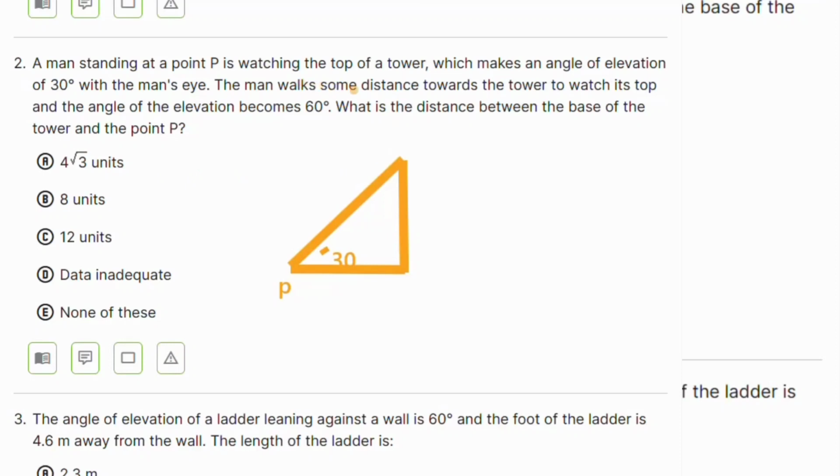A man walks some distance towards the tower and watches the top, and the angle of elevation becomes 60 degrees. So this man walks towards the tower, and after that it makes an angle of elevation of 60 degrees.